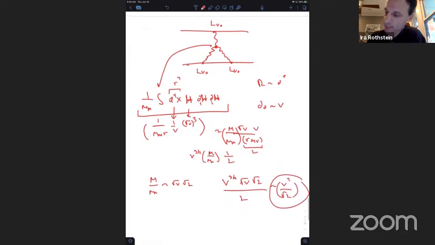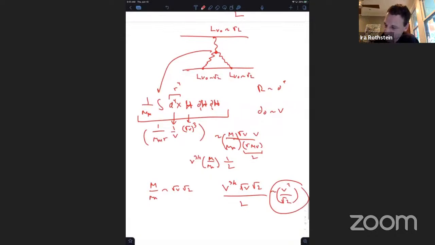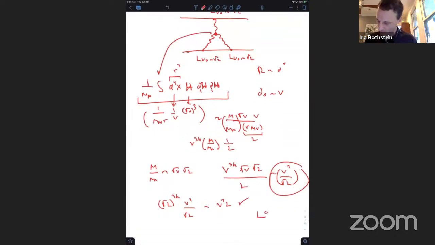But that's exactly what we need, because each one of these guys goes like root L. So this whole diagram is going to go like root L to the 3/2 times v squared over root L, which goes like v squared L. Okay. So we definitely need to include this. And importantly, it is not quantum mechanical, right? We can see it's not quantum mechanical because if it were, it would go like L to the 0 and not L. So that was the whole point of all the power counting.